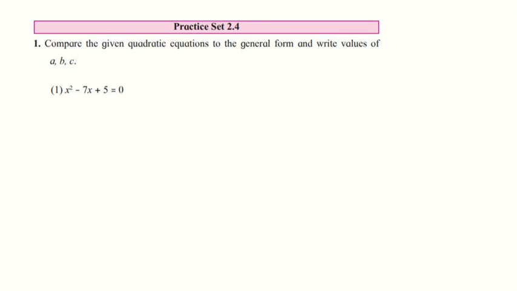Practice set 2.4. Question number 1. Compare the given quadratic equations to the general form and write values of a, b, c. So we just need to write the values of a, b and c, where the first equation that is given is x squared minus 7x plus 5 is equal to 0.